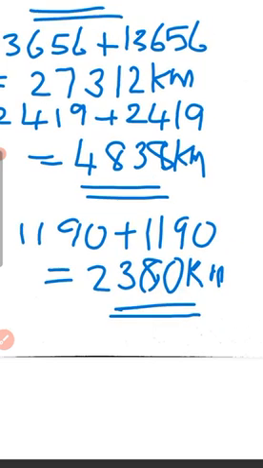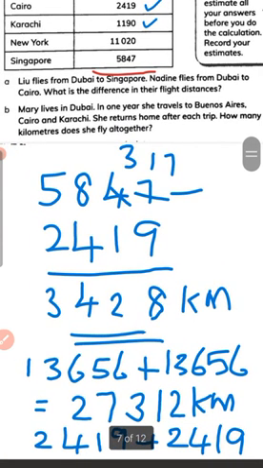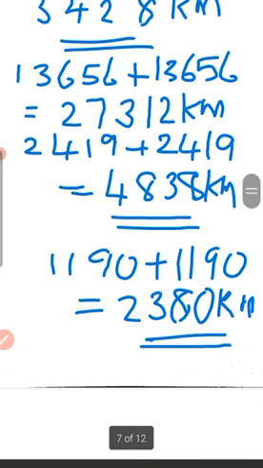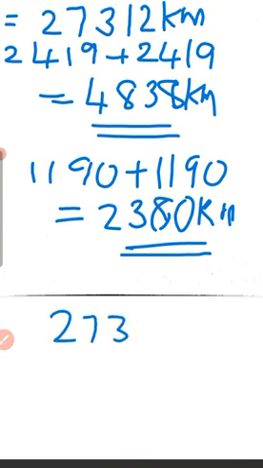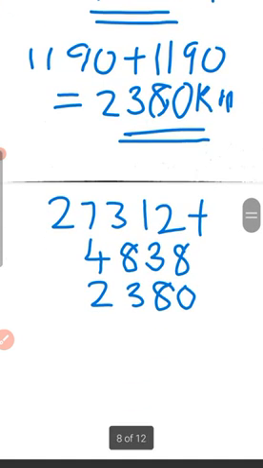Okay. Now children, our question is, how many kilometers does she fly altogether? So we have to add these 3 distances. That is 27,312 plus 4,838 plus 2,380. Okay. We have to add these numbers.